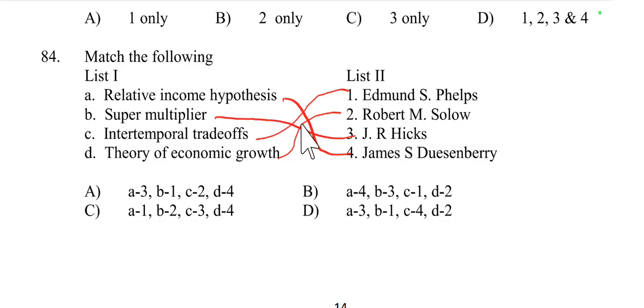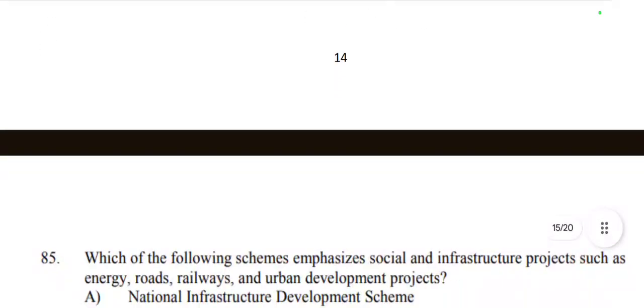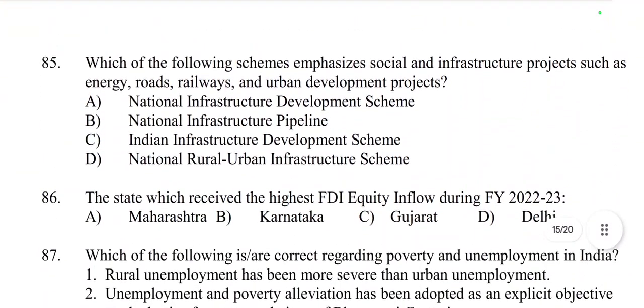So relative income hypothesis, James Duesenberry. Super multiplier, Hicks. Intertemporal trade-off, Phelps. And theory of economic growth, given by R.M. Solow. A for B3, C1, D2. Option number B. Then come to question number 85.